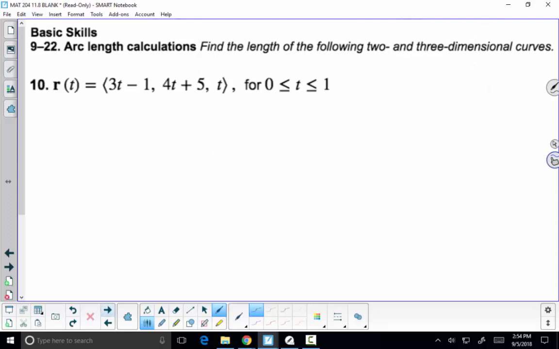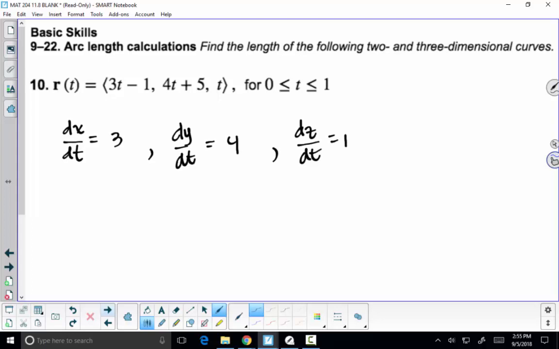So let's try it. It's not as bad as arc length in Calc 2, trust me. Because you remember how bad that was. So here, dx/dt is 3, dy/dt is equal to 4, dz/dt is equal to 1. You also could just write the velocity vector down, totally fine. Do that to figure out your 3, 4, and 1.